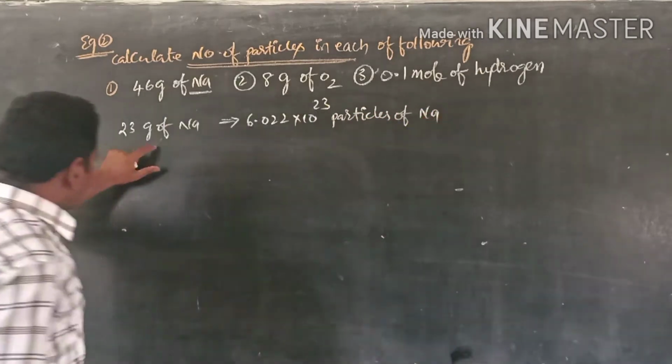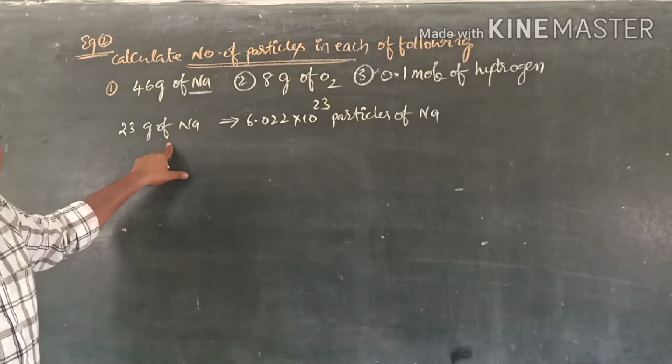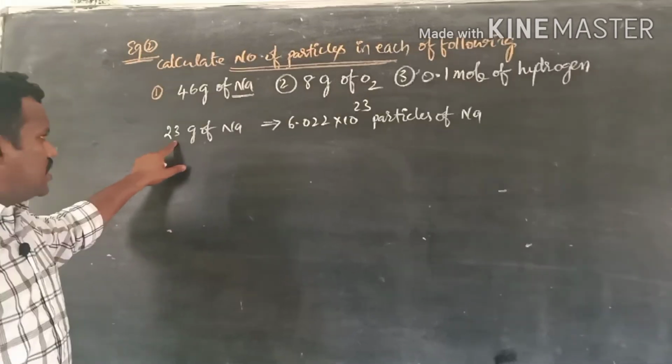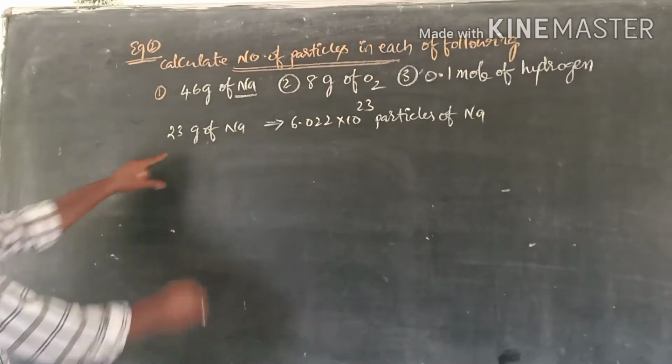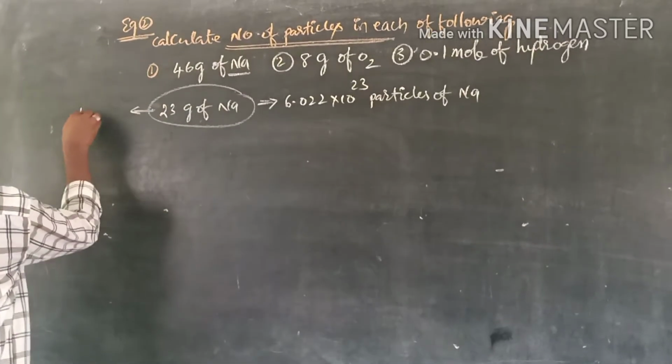This means 23 grams of sodium. This is only the concept of mole. In a mole, that is nothing but 23 grams of the sodium. This 23 grams of the sodium we are considering as what? 1 mole.